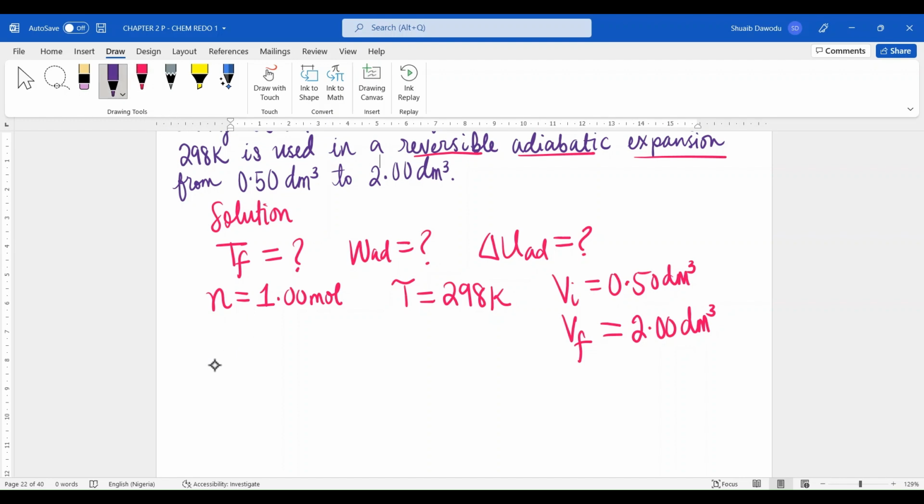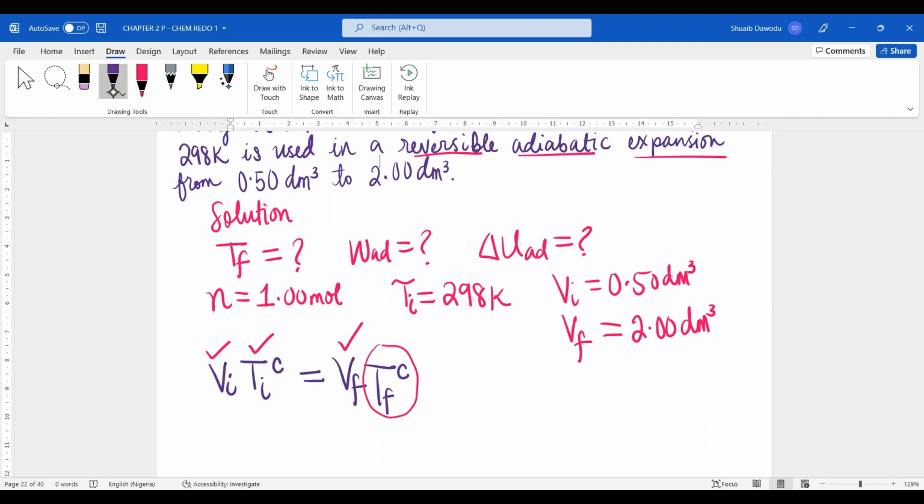The formula is simply V initial times T initial raised to the power of c is equal to V final times T final raised to the power of c. The power of c applies just to the temperature. We have the V initial, and we have the T initial here, which is just 298 Kelvin. I apologize, I forgot to write T initial here. So we have the V initial, the T initial, and the V final, but we are asked to find the T final.